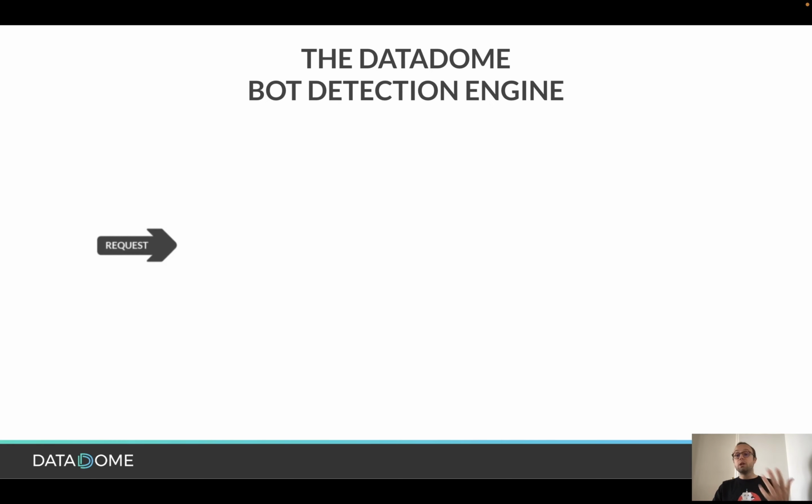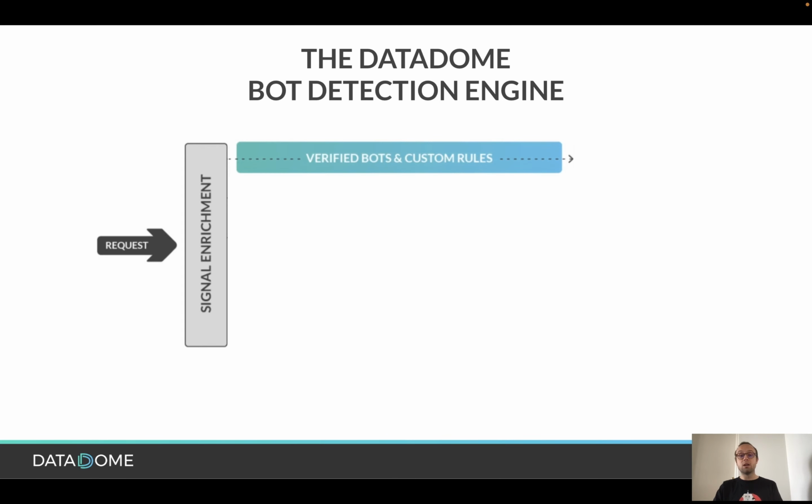Okay, but how do we use these signals? So let me show you an overview of our detection engine. Whenever we receive a request, it will first be enriched. For example, we will add information about the IP address, its location, its autonomous system, a reputation, whether or not it has been classified as a proxy recently.